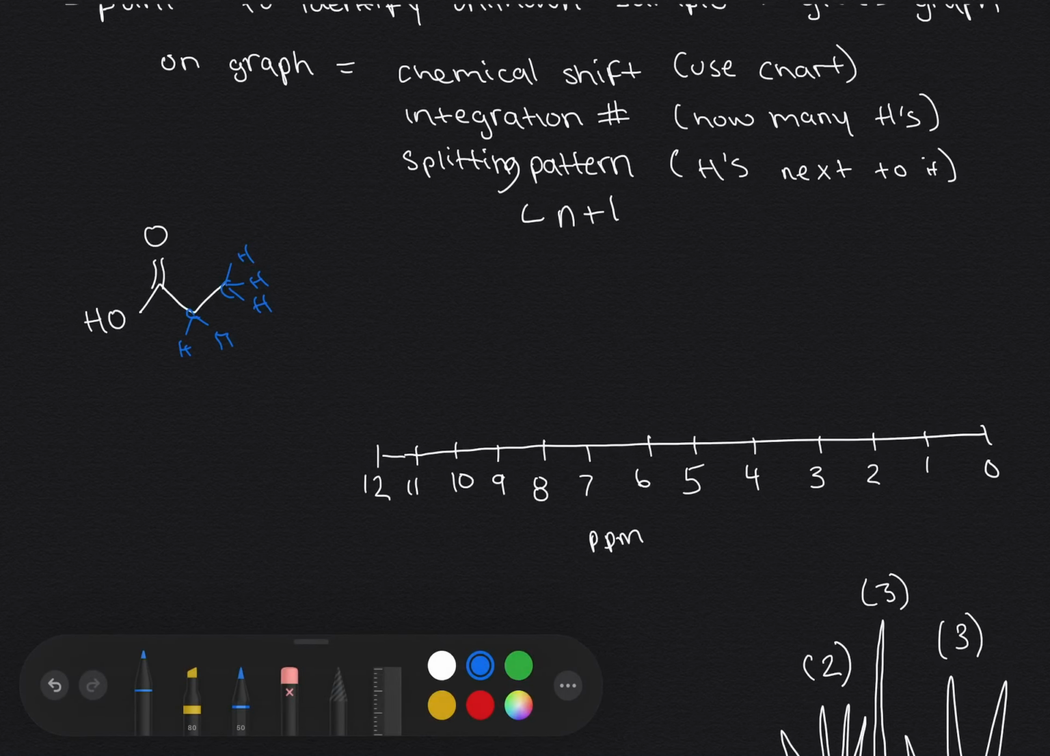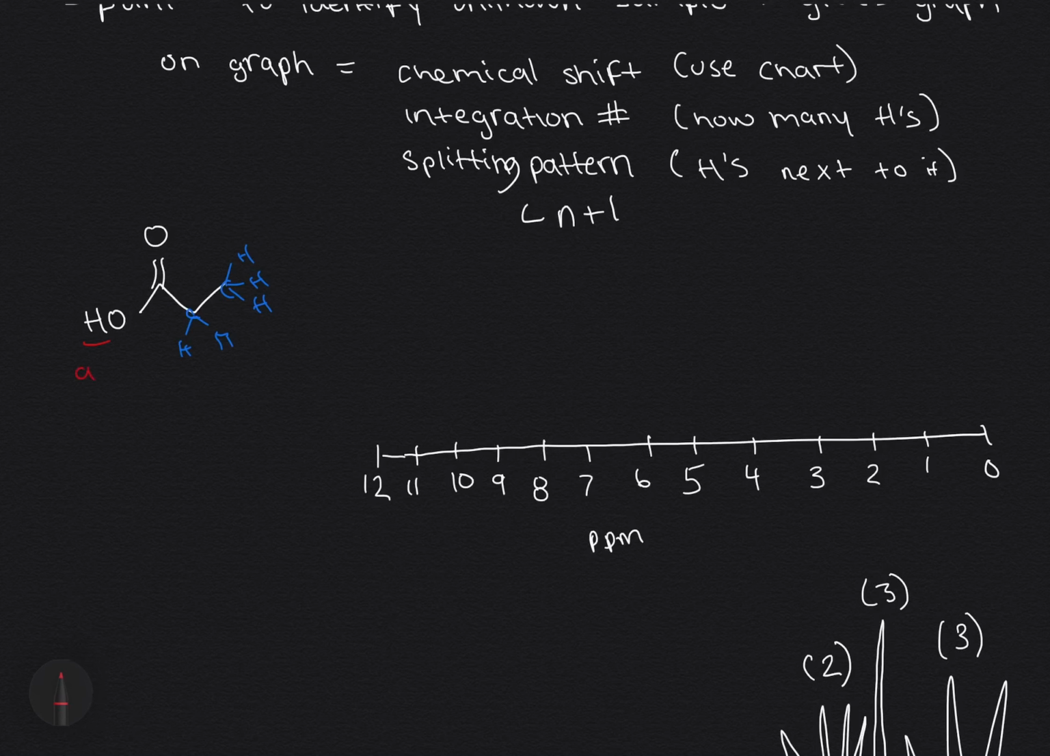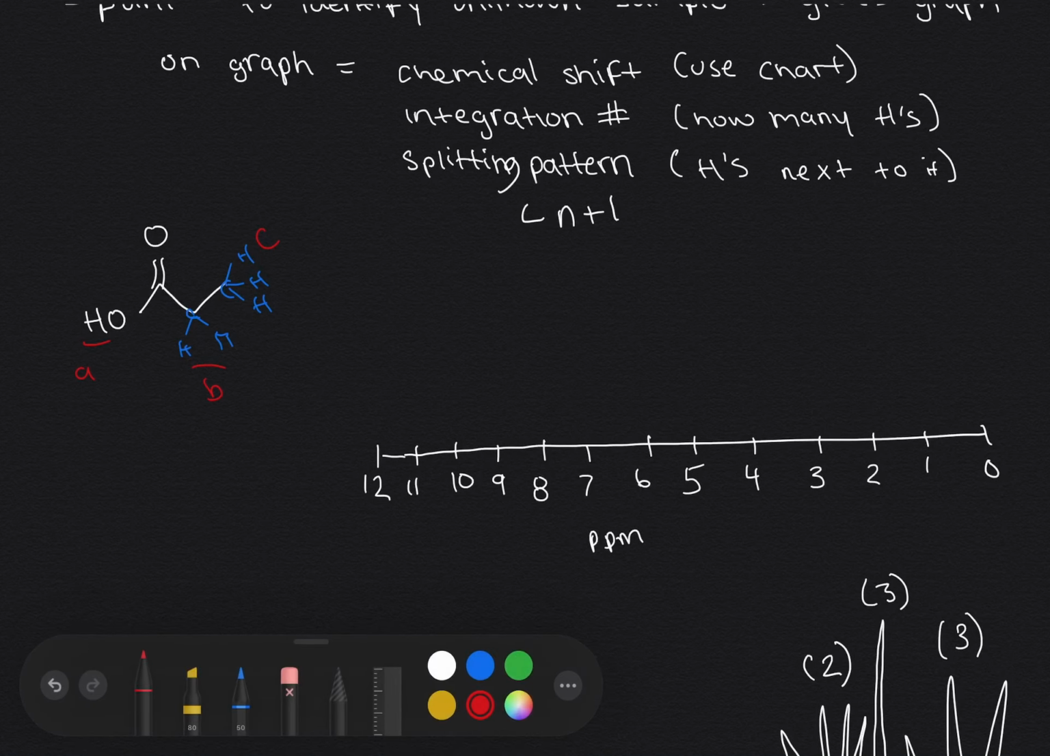So how many signals is that going to be? Well, we know this is in its own unique chemical environment. So are these two, it's B, and then so are those. Those are all unique environments, 3 signals. So there are going to be 3 peaks on this graph over here that we're about to draw on.